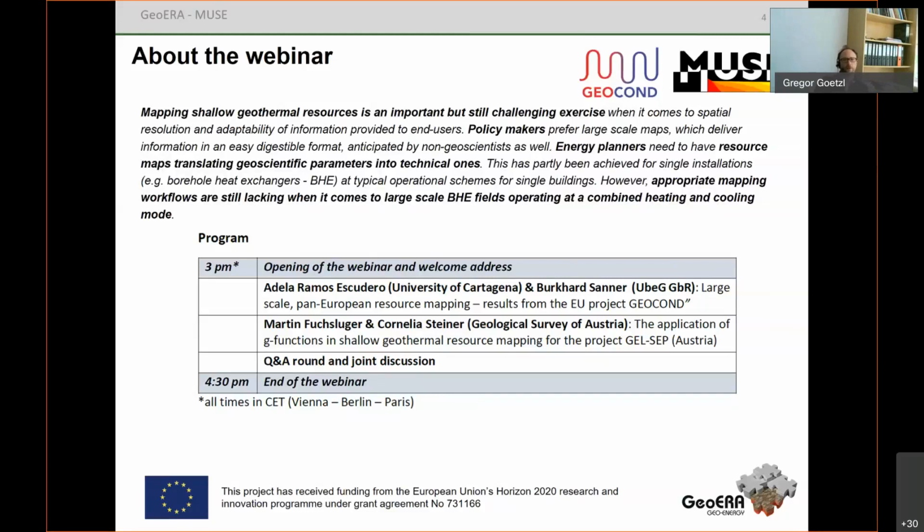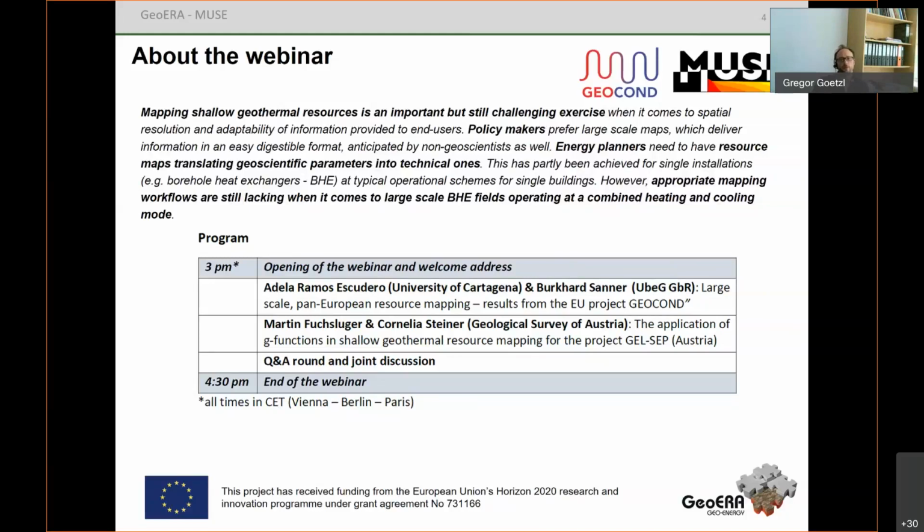In the second part of our presentations, we will take a look at Austria. My colleague Martin Fuchsluger and Cornelia Steiner will present a national project. It's called GEL-SEP, which stands for Spatial Energy Planning. Although it was a national project, a lot of the knowledge we developed was linked to the MUSE project and used in the MUSE project. And we will look at a specific problem and a specific solution when it comes to the large-scale application of shallow geothermal in borehole heat exchanger fields based on the G-function method and how it can interact with building heat demands.